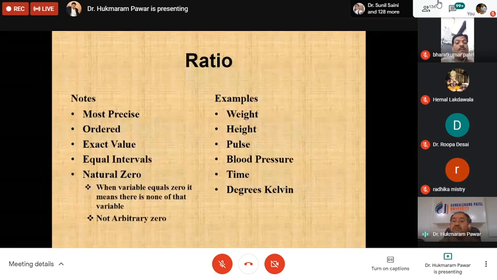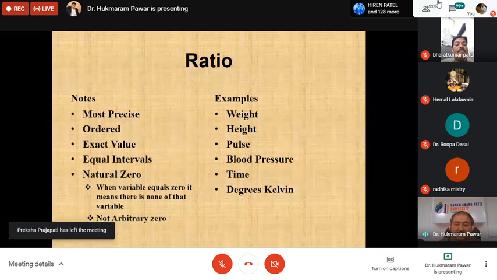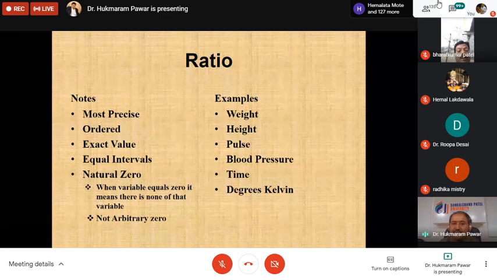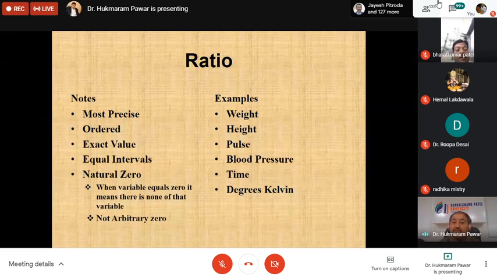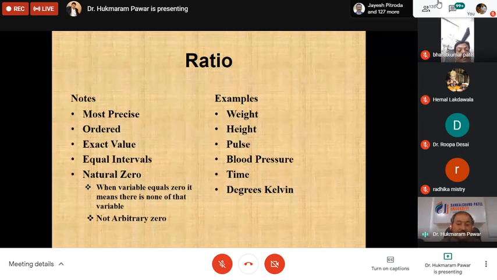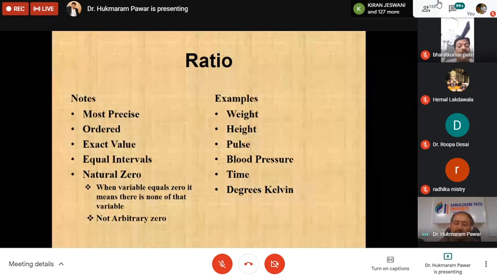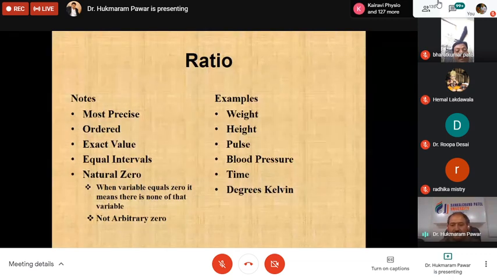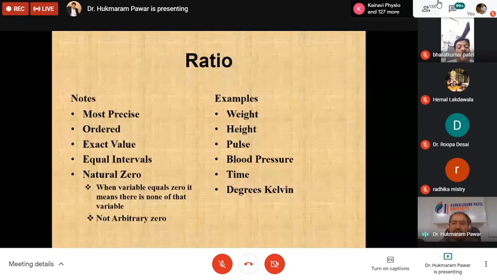Now the last one is ratio. The ratio is the most powerful measure among the types of data. Ratio data is normally present in the form of numbers; we need to assign the numbers themselves. In this kind of data you can calculate all the things. You can do all arithmetic calculation like plus, minus, divide, multiply, everything is possible here.